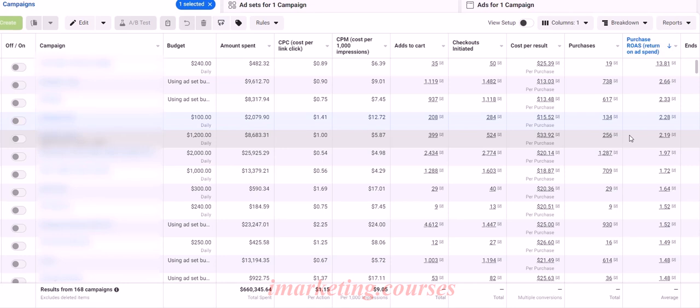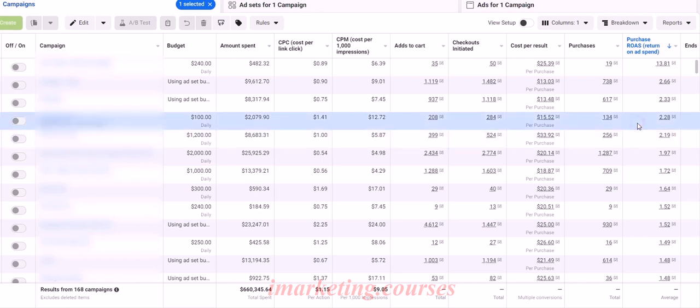But anyways, ROAS is basically how much money you gave to Facebook and how much they gave you back. So if you spent $100 and they gave you back $228, you would get a 2.28 ROAS because they returned to you in revenue $228. So that's basically what ROAS is.